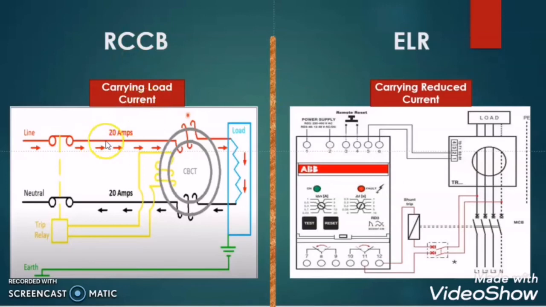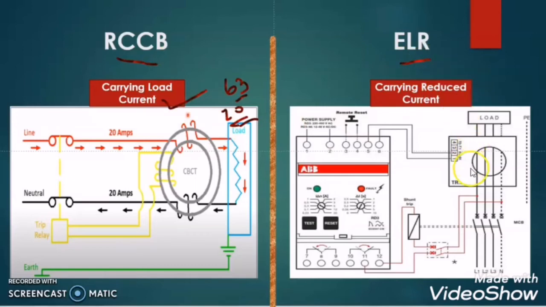RCCB is carrying the load current, but the ELR is not carrying the load current. Here I will show you from this figure. Suppose this load is taking 20 ampere of current, then this RCCB has to handle this 20 ampere of current. Got it? Suppose this load is taking 63 ampere of current, then this RCCB also has to carry this amount of current, meaning the RCCB is carrying the load current.